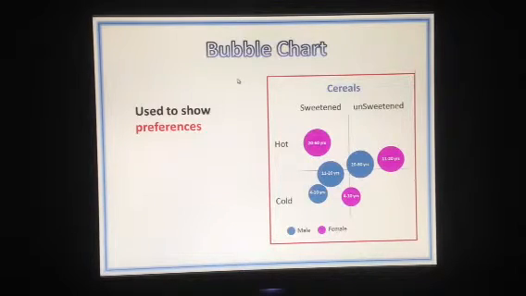Another type of chart is the bubble chart, which shows preferences. And marketing people like to use this type of chart to show where the product is being used the most and by whom. And you can see here we delineated male and female, and we put age groups in here for the different types of cereals.